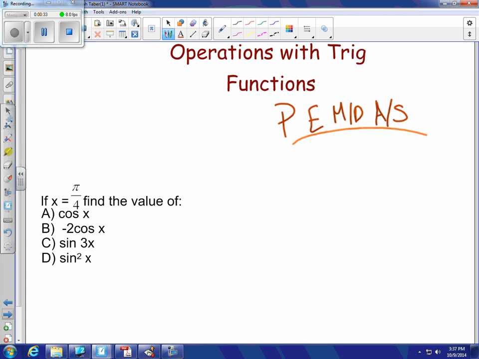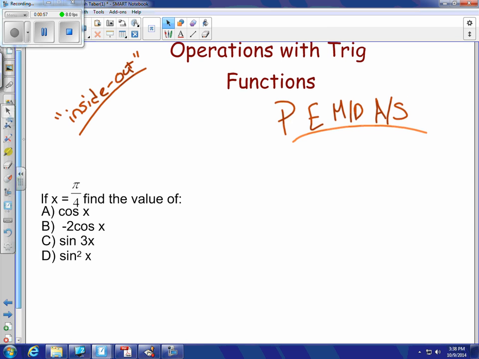With trig functions, what you should remember is you're going to do your inside, and then you're going to work outward. Inside and out. Okay? So I think the best way to explain this is to do some examples.